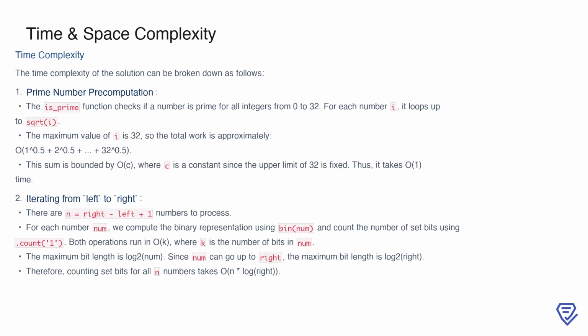Here, we analyze the time complexity of the solution. The first step involves pre-computing prime numbers for all integers between 0 and 32 using the is_prime function. For each number i in this range, the function iterates up to the square root of i to determine its primality. Since the maximum value of i is fixed at 32, the total work for this step can be approximated as the sum of square roots from 1 to 32.